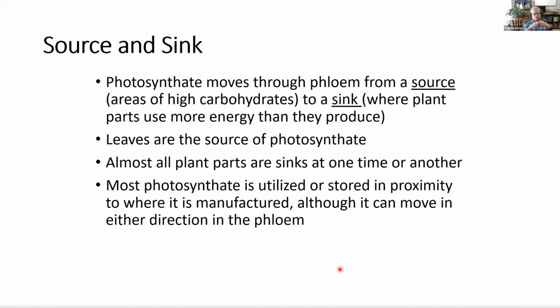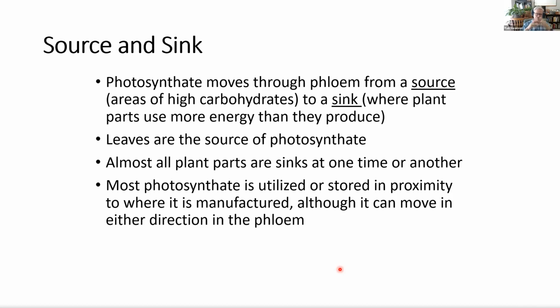Let's talk a little about source and sink. Photosynthates move through the phloem from a source, in other words, the leaves are the source, that's where it's being manufactured, to a sink where it's going to be used or stored. So if you think about a large oak tree that has a lot of trunk diameter, that's a lot of sink. You have a lot of cells there that have a demand on photosynthates, saying, hey, feed me, feed me. So if you cut off too many leaves on older trees, you're going to run into the problem where your sink is going to outpace your source.